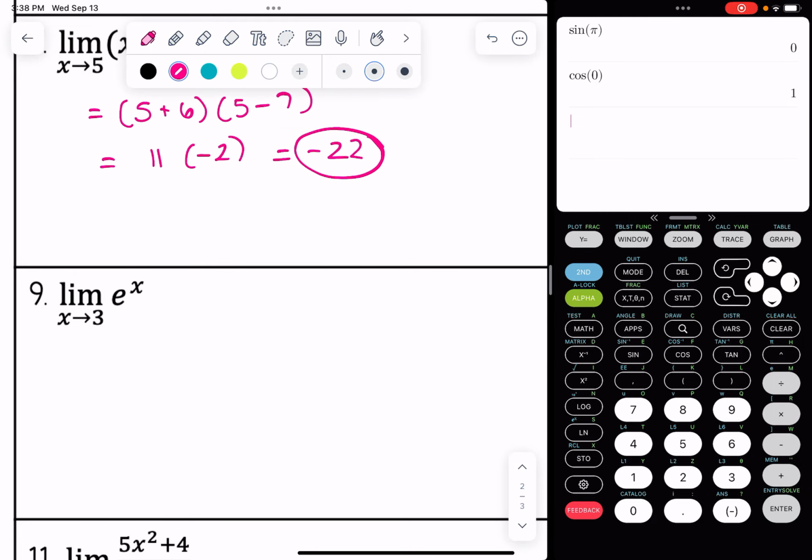Number 9, the limit as x approaches 3 of e to the x is going to give me e to the third, and I'm going to leave it exactly like that. If I were to type e to the third power into my calculator, we're going to get a long decimal that would keep going on. It doesn't give us any information about rounding, so I'm going to leave my answer exact as e cubed.